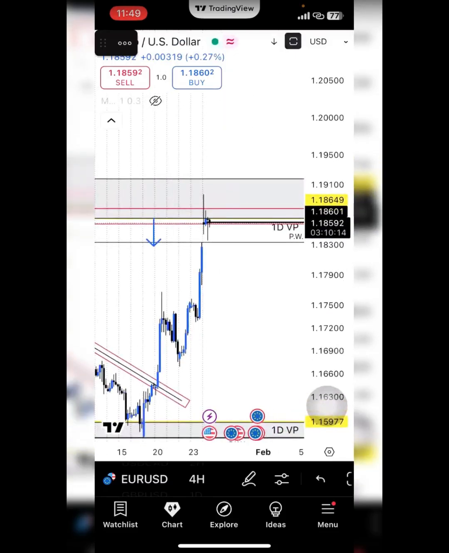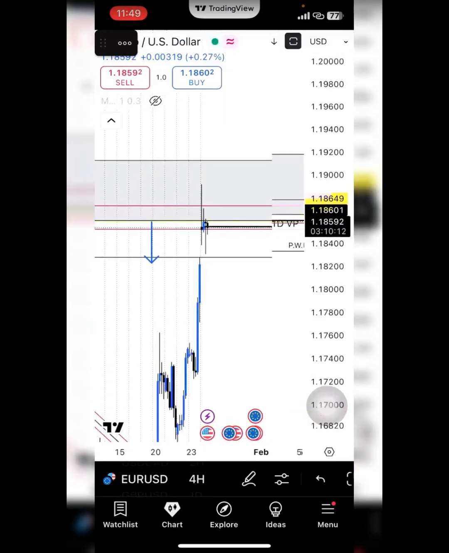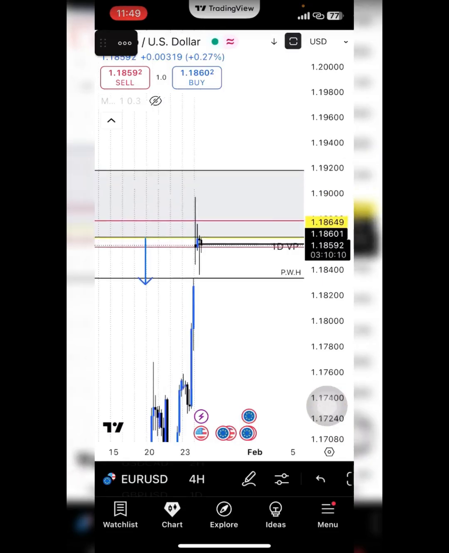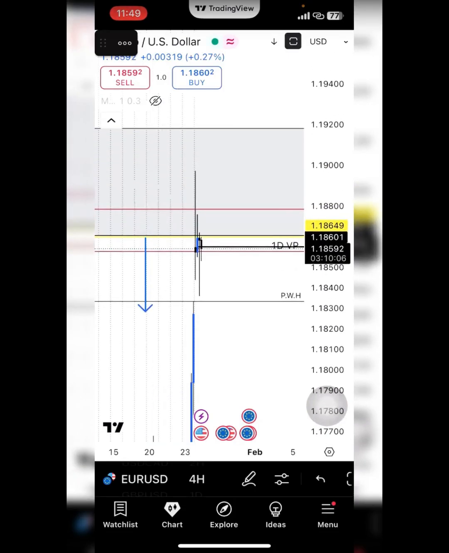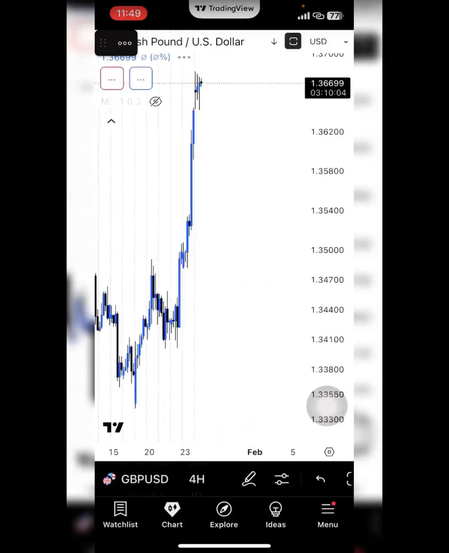So this is our forecast for this week: sales on Euro USD. Okay, then the next on the list is GBP USD.